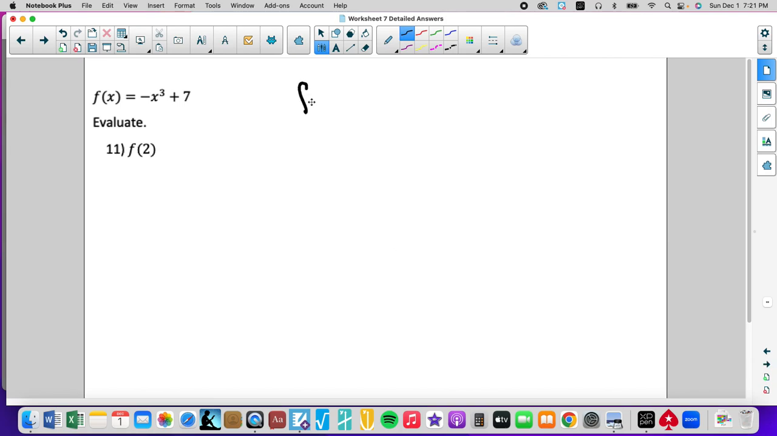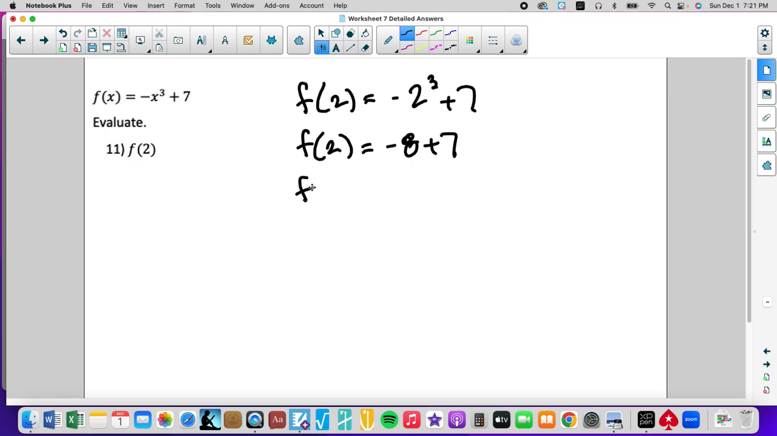Being consistent, F of 2 equals the opposite of 2 to the third plus 7. I don't necessarily need parentheses around the 2, but that would be redundant. That's the same notation because this negative is not attached to the 2 at the moment. We would cube and then negative. That's why they do this problem. This is a really good problem to see if students know what the base of this exponent is. The base of this exponent is 2 because that's what we inputted.